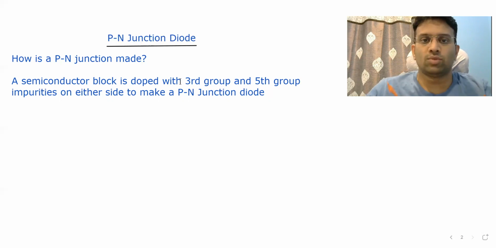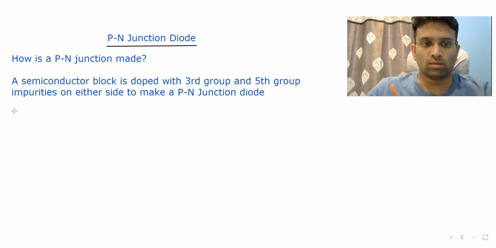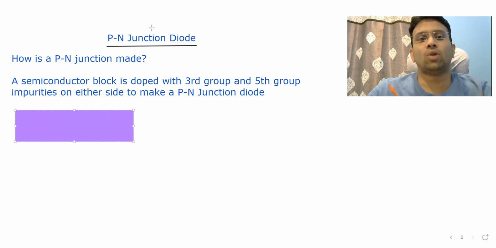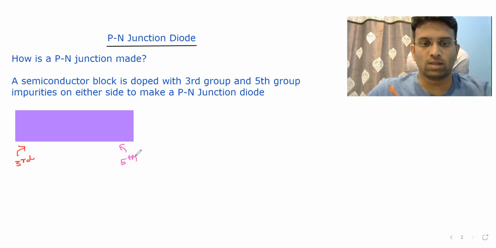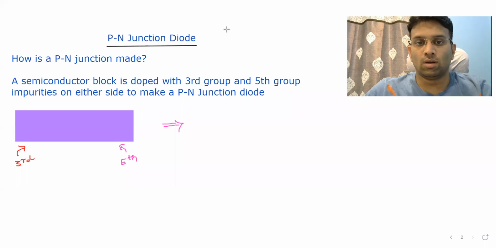So to schematically show the same thing, we consider a semiconductor block, and as I told you, we dope one side with the third group elements and the other side with the fifth group elements, and eventually it becomes a Pn junction diode. So the original block is something like this.